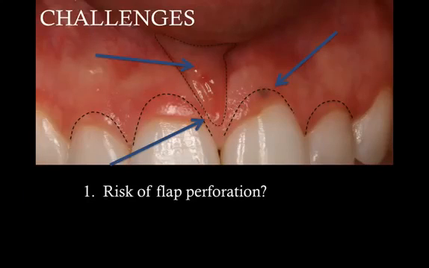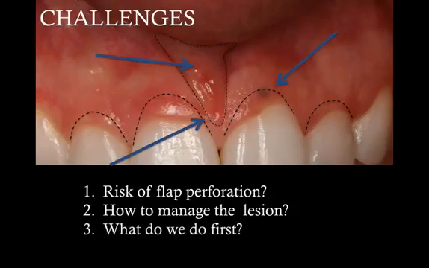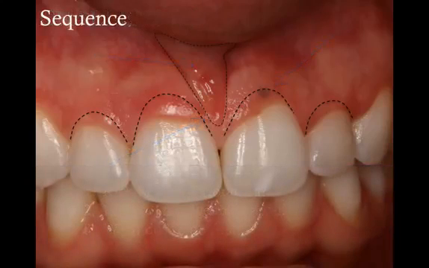I was definitely concerned with the risk of flap perforation, and I was concerned with the lesion. Will I be able to do it? And how do I submit it for pathologic evaluation? And also, what do we do first? What is the first step, and how do I sequence this procedure?